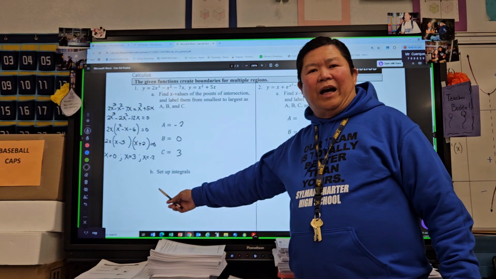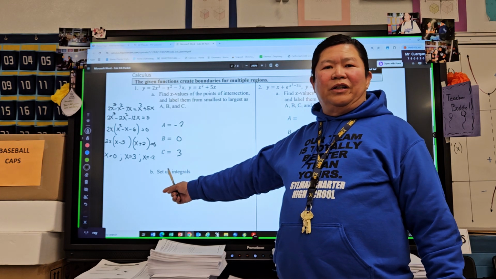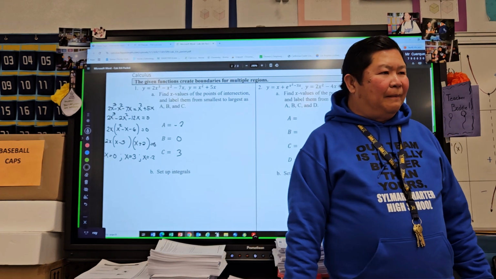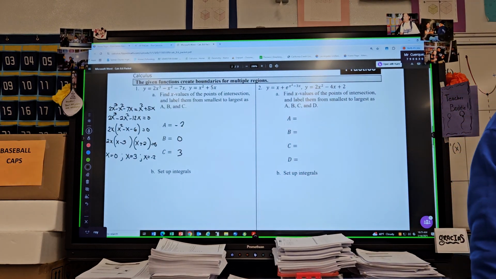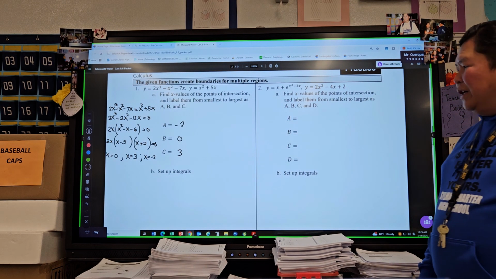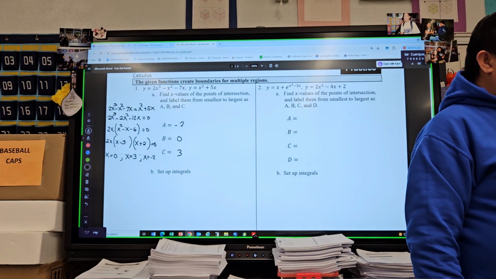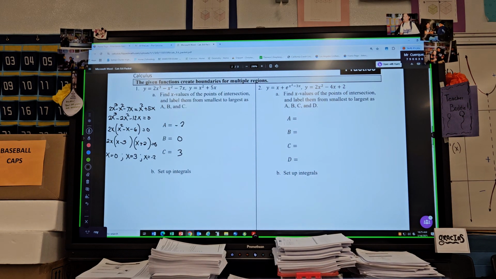Could anyone set up the equation now here? I need volunteers, guys. You don't have to solve, but just set up the equation or set up the integrals, okay? You don't have to solve for the area. All you have to do is set up the integrals. Again, most of the questions in the actual AP are for you to set up. You're only required to solve if it is a very simple function. Okay?